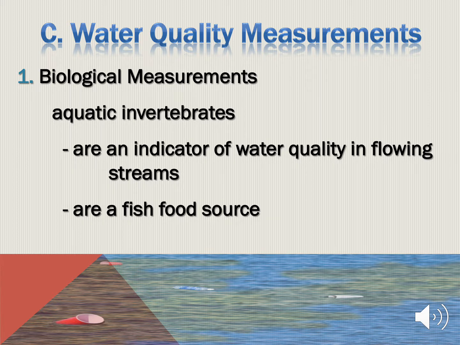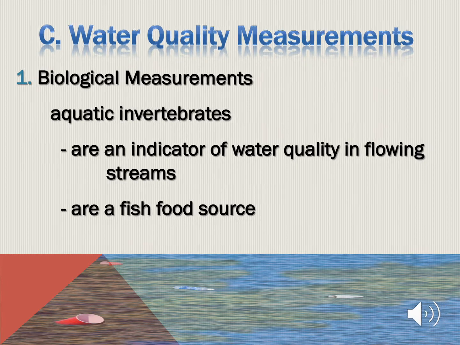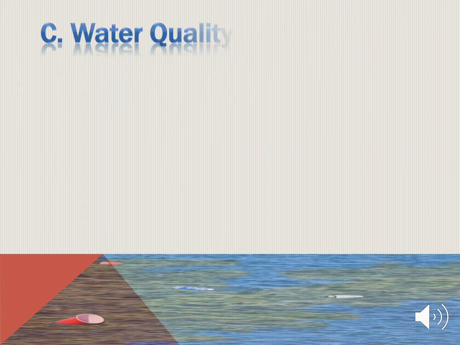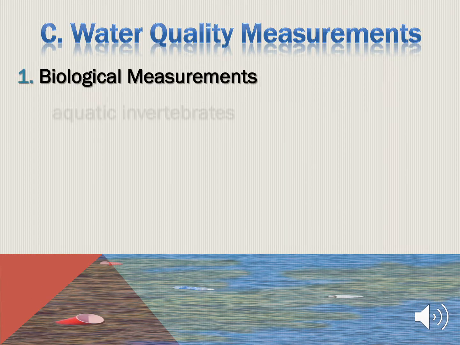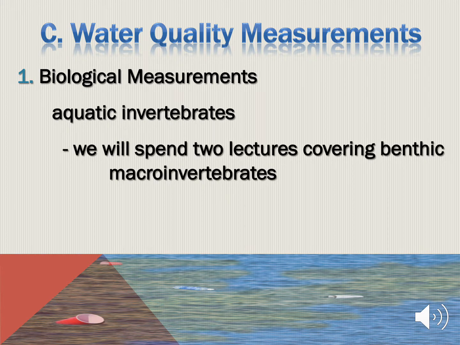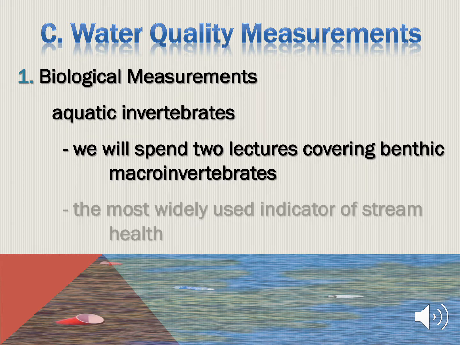As a matter of fact, today, if you looked at a stream and you wanted to know something about the quality of water in that stream, you would probably use aquatic macroinvertebrates as your measure of water quality. Because they're important, we're going to spend 2 lectures covering benthic macroinvertebrates in this course. And again, today in the United States, they're the most widely used indicator of stream health.